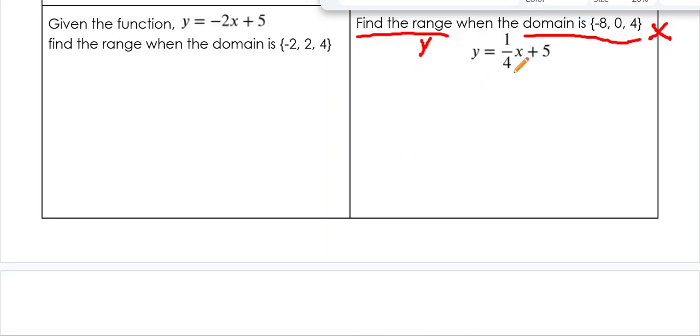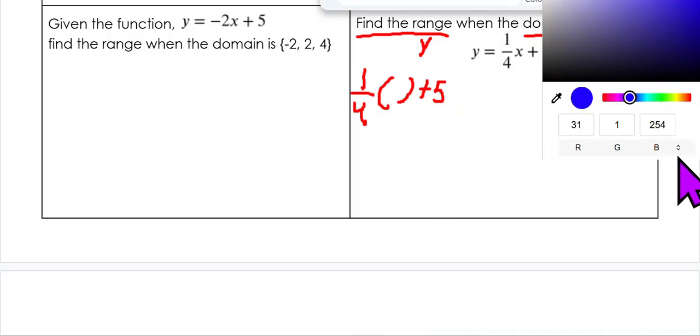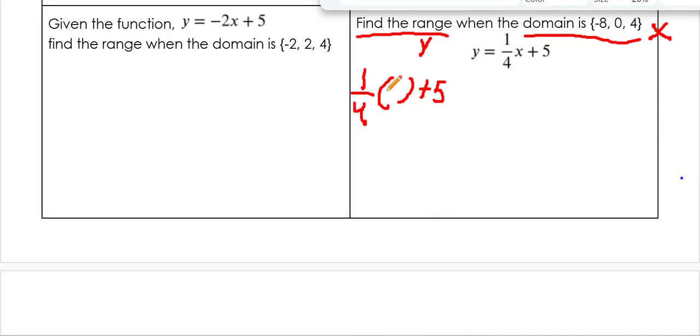So just like how we did on that table, I'm going to take these domain values, my x values, and plug them into this equation. I'm going to do it 3 different times. So I'm going to have 1/4, and instead of x, I'm going to write parentheses, and then +5. Inside those parentheses, I'm going to put my x value. So my first x value was -8. I'm going to plug in -8. So what's 1/4 of -8? Well, 1/4 of -8 is -2. So I would have -2 plus 5. What's -2 plus 5? Well, that's -3.